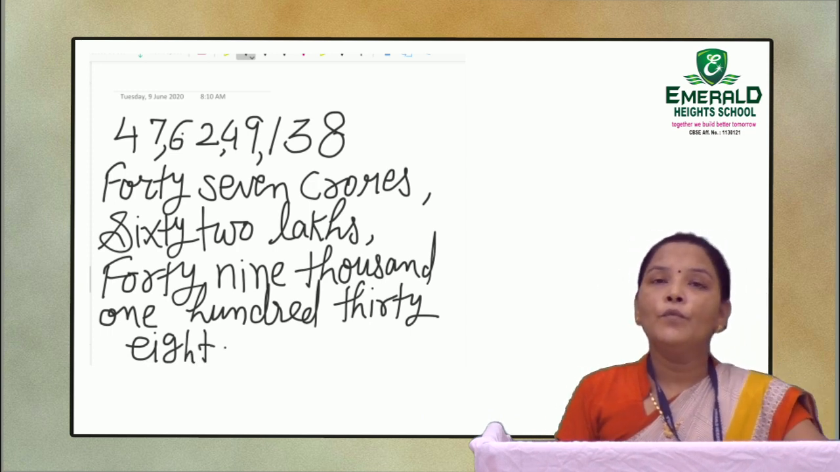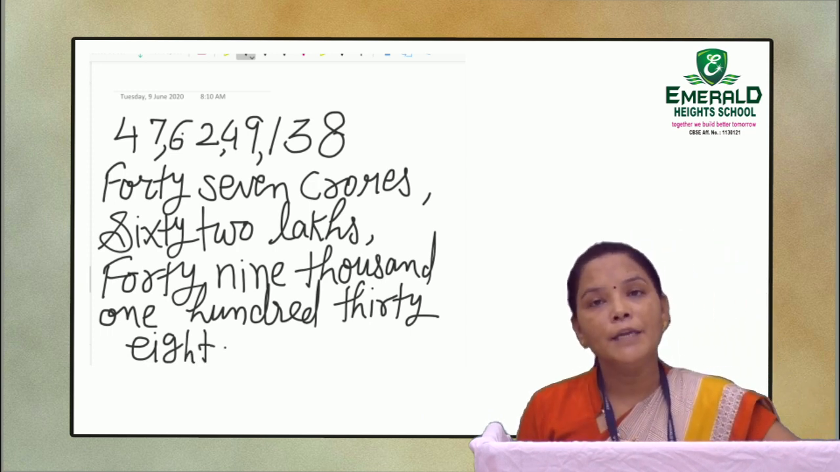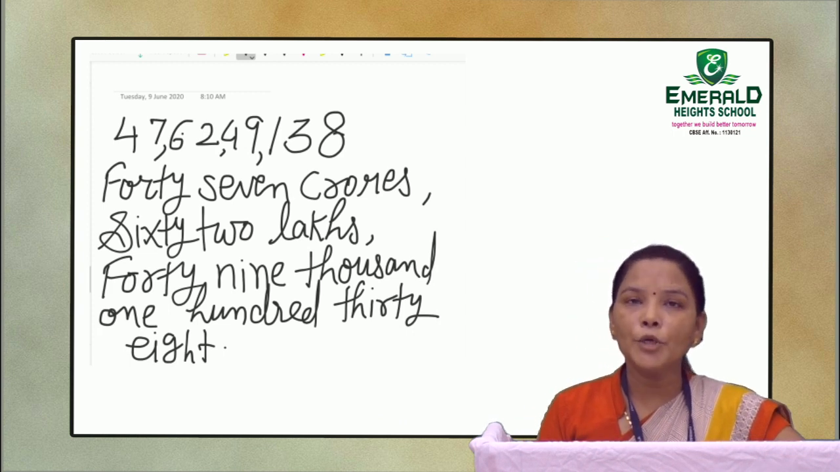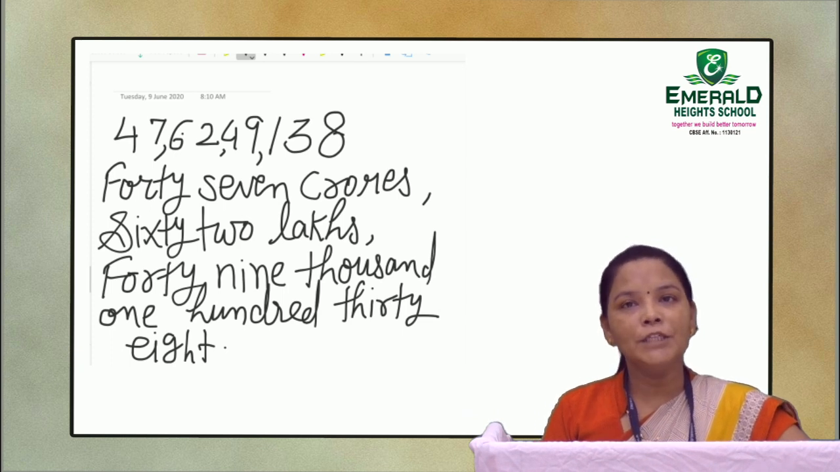So in this way we can arrange the numbers in the Indian place value system, and when we put up the commas according to the period, it gets easy for us to read the number.